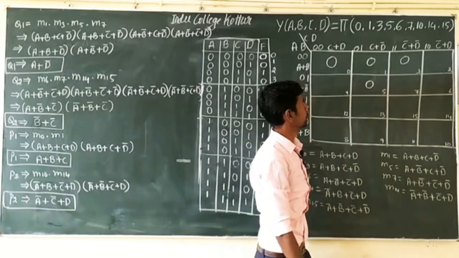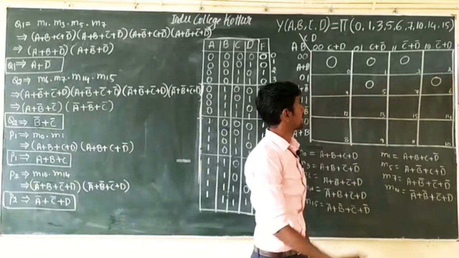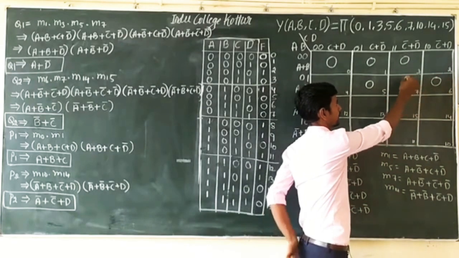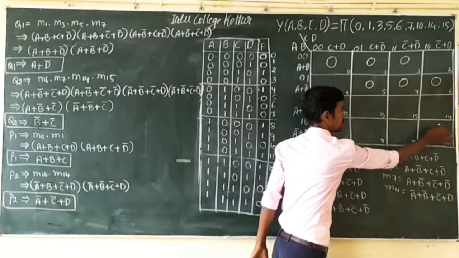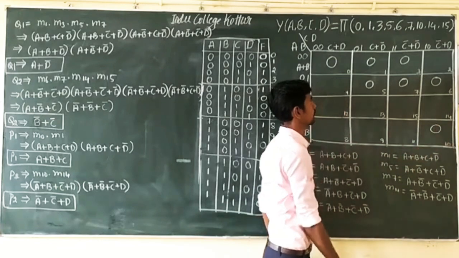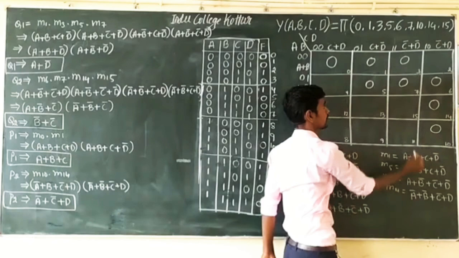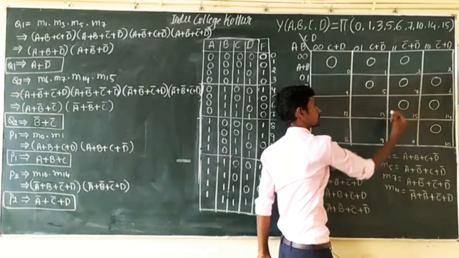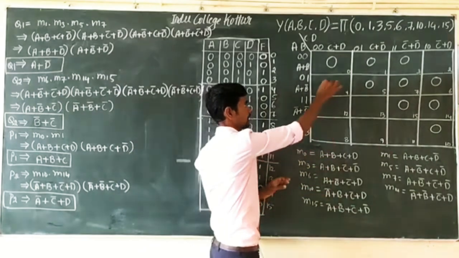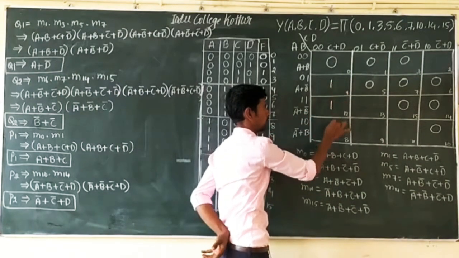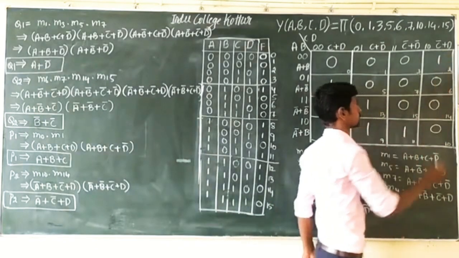Next, given value 6. Here is a 6. You can fill 0. Next, 7. Here is the 7. You can fill 0. Next, 10. Here is the 10. You can fill 0. Next, 14. Here is the 14. You can fill 0. Again 15. After entering the zeros, in the remaining cells you can enter 1.